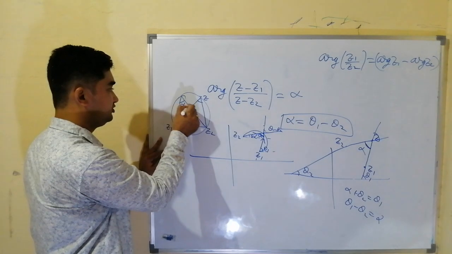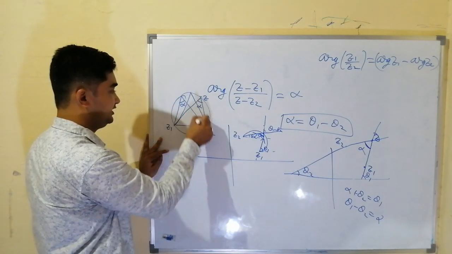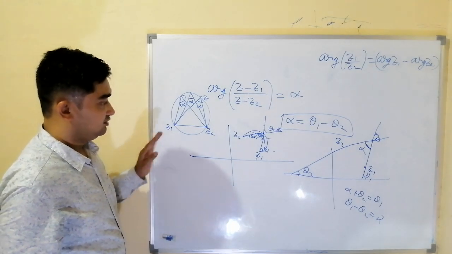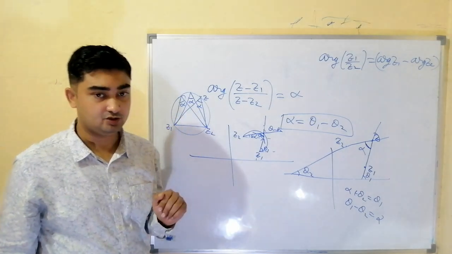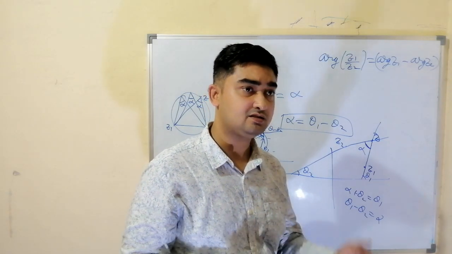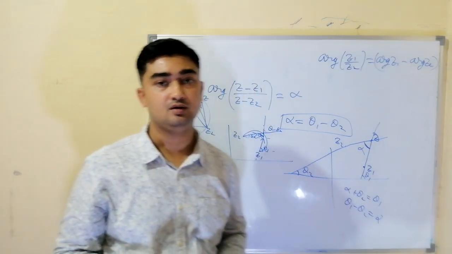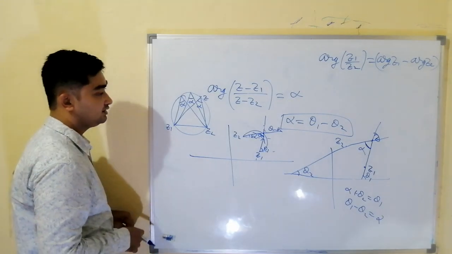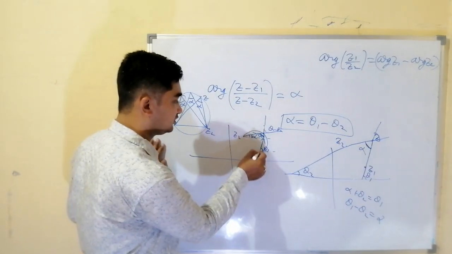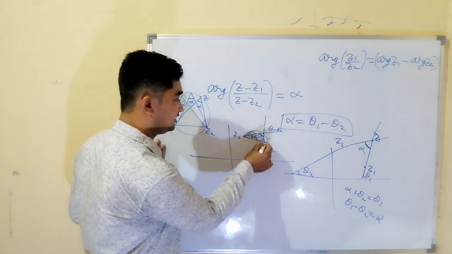So this is the definition of a circle. It is a theorem which says that angles in the same segment are equal. So this angle is always constant alpha. Anywhere it can move on the circumference, everywhere the angle will be alpha.